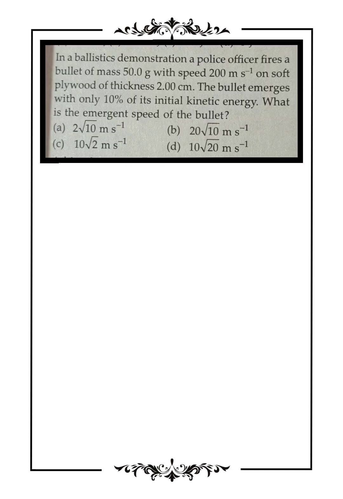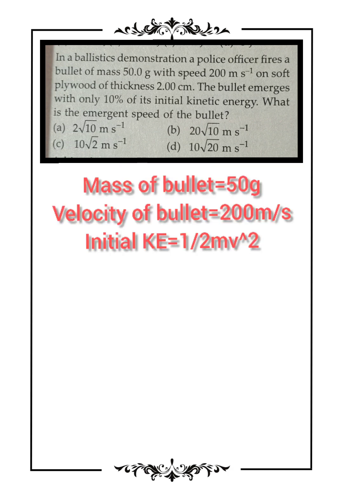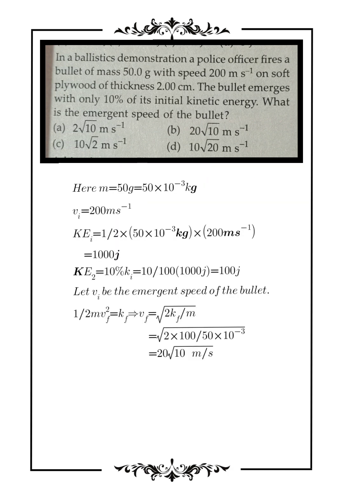Ballistic demonstration: a police officer fires a bullet of mass 50 grams with a speed of 200 meters per second on soft plywood of thickness 2 centimeters. The bullet emerges only with 10% of its initial kinetic energy. What is the emergent speed of the bullet?